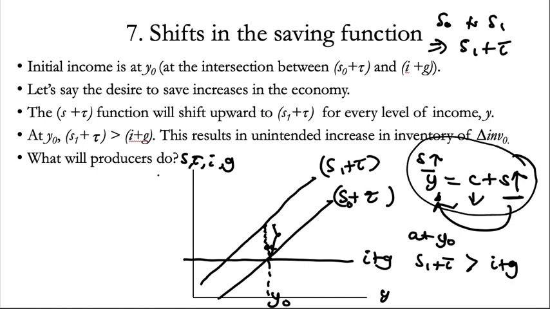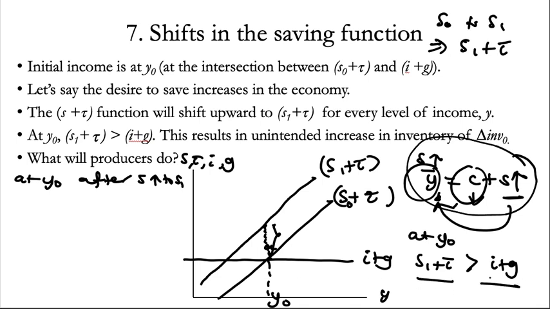So when the leakage function is more than the injection function, we know that expenditure decreases. One component is C, isn't it? Because income stays the same. So at y naught, after saving increases to S1, what we can see here is that leakage is more than injection. When leakage is more than injection, it is very obvious that income is more than aggregate expenditure.